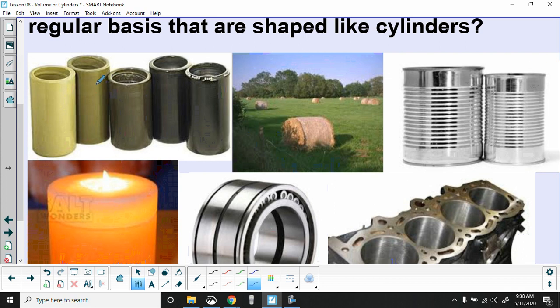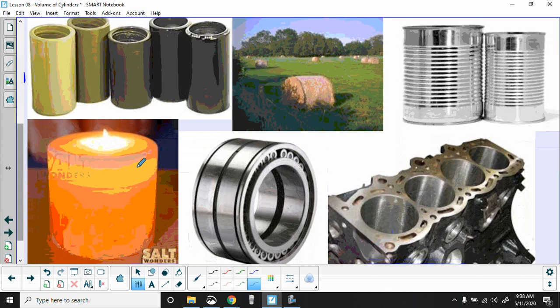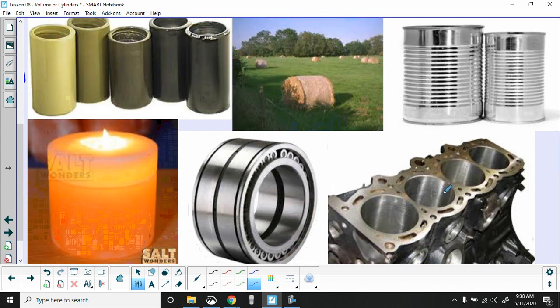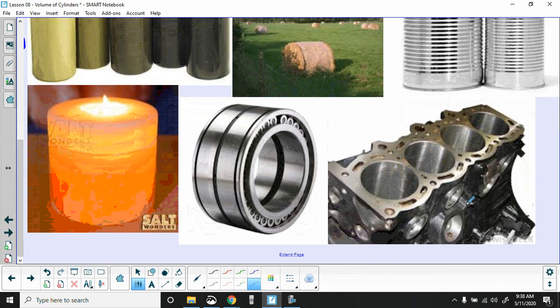We got bearings, pipe. They look like riflings. Hay bales, tin cans, candles, more bearings and little piston cylinder houses here. There you go. Looks like a V8. The cylinders look pretty huge.